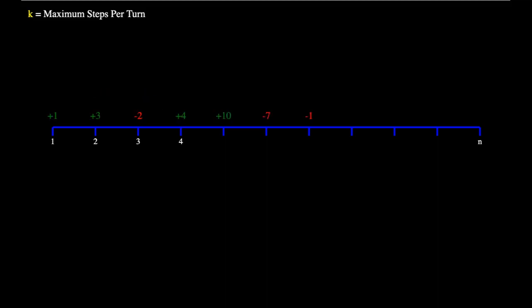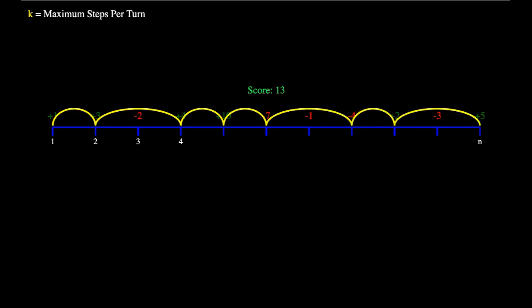On the number line are certain numerical values. Every time we land on a number, that amount is the number of points we get. If the value is negative, we lose points. The question is, given this number line and k, what is the highest score we can obtain by the time we reach the last number?